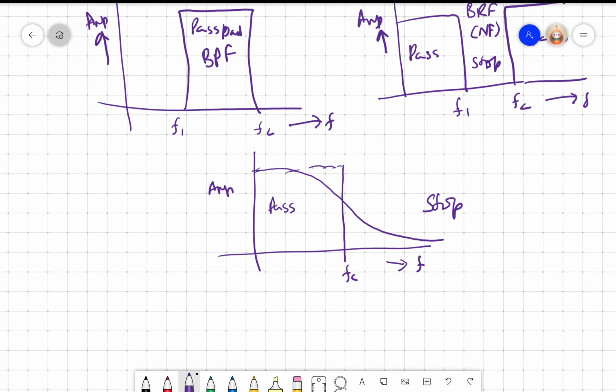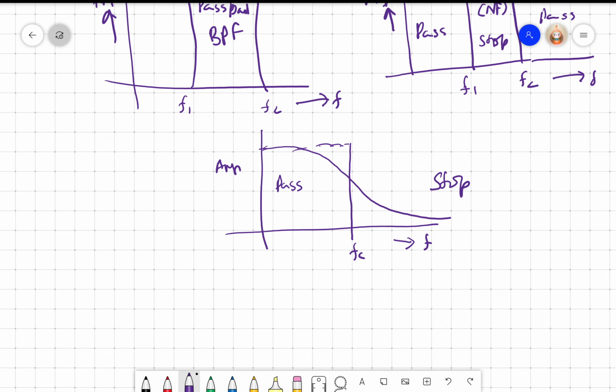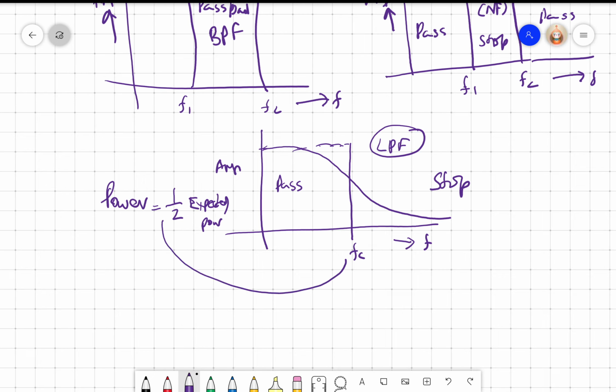Now, how do I choose the FC? At what kind of condition do I define my cutoff frequency below which it is a pass band, above which is a stop band for a low pass filter, right? This is LPF. Now, people came across this 120 years ago, and they said, okay, what is more important? Power, right? If the power in the output of a transducer is half the expected power, then that is the cutoff point.